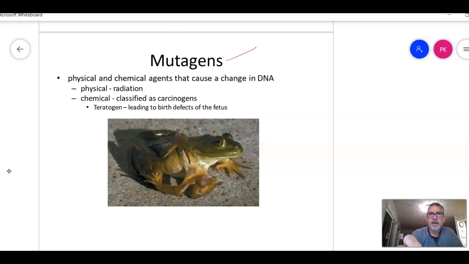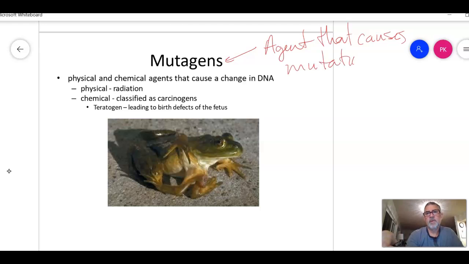We're going to go through them again. We're talking about mutagen causes mutation. So this is an agent that causes mutation. Right. So you can have physical or chemical. Physical, an example would be radiation, right? So UV, X-ray, and gamma. Gamma being the most harmful. And ultraviolet, right above the visible spectrum, that's what you get.